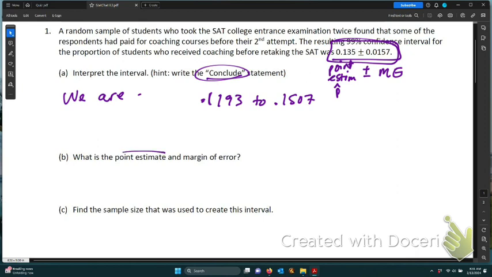All right, so again, the point estimate was literally 0.135. The margin of error was 0.0157. That was different than the quiz. When we get to the quiz, you had to find those numbers in a different way. But this one, they were actually listed here for you. So when you see the plus and minus in between the two numbers, that is the point estimate and margin of error notation.